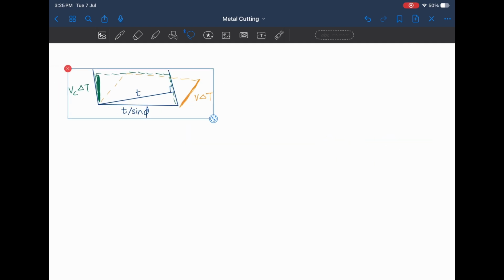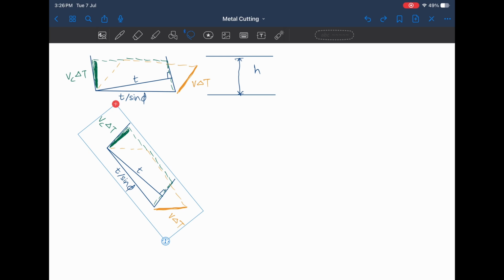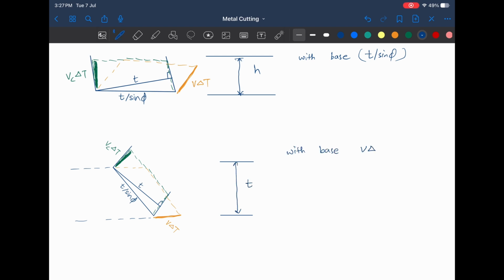So if we study two parallelograms, we see that there will be a common height h to both the parallelograms, and if we tilt to original form, then we see there will be height t for orange parallelogram and there will be height tc which is perpendicular to the base of green parallelogram.